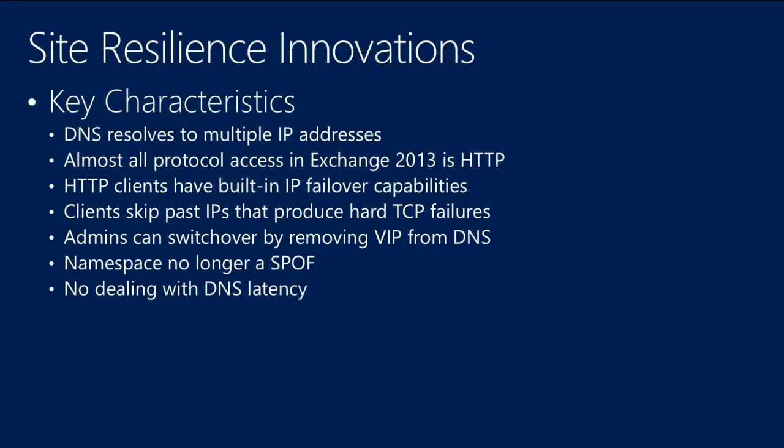The other thing that we did is, with the architectural changes we made, almost all protocol access now, including the Outlook client, is HTTP based. Yes, there's non-HTTP access in there, but the majority of clients that are now connecting are all HTTP based. That's an important key difference between 2013 and 2010. However, that does not mean if you suddenly deploy Outlook Anywhere on 2010, you can do all this stuff.